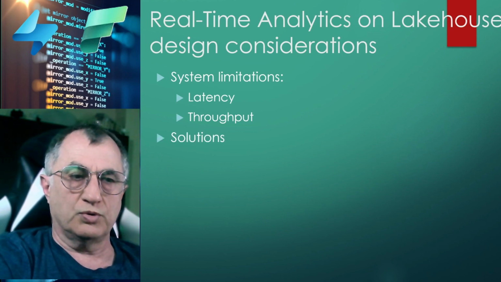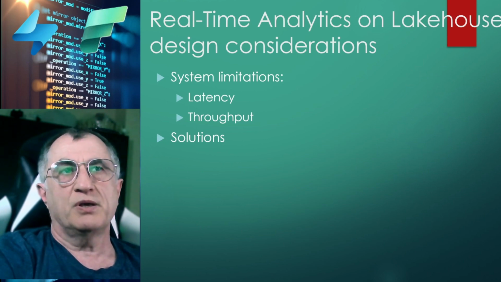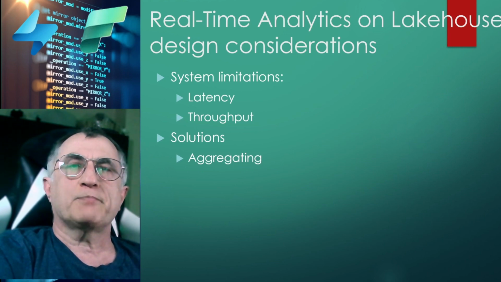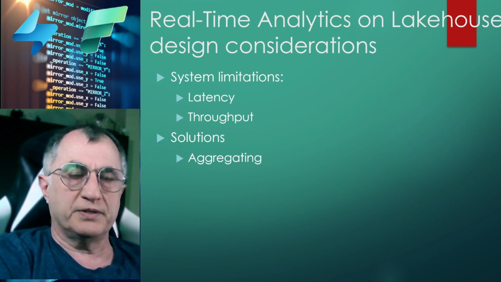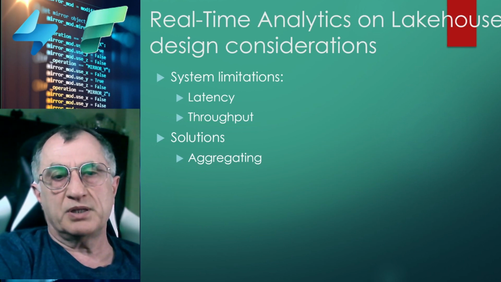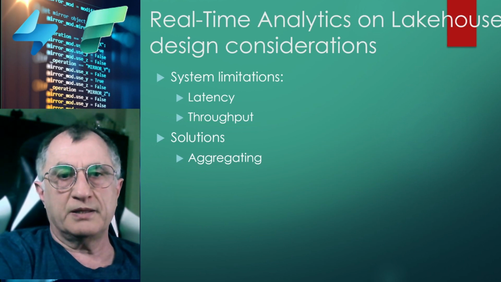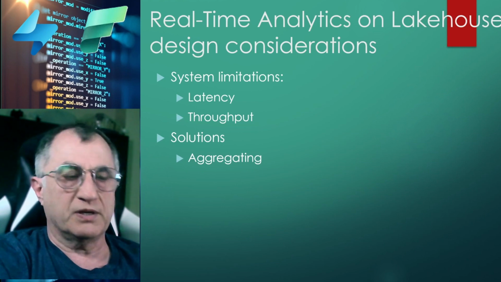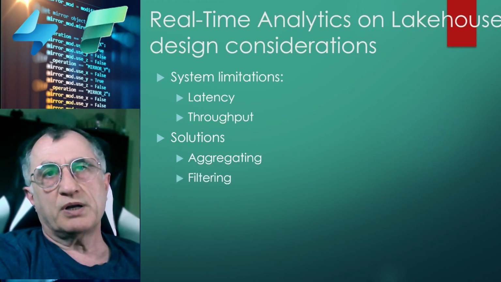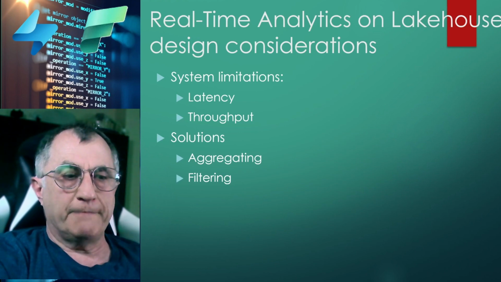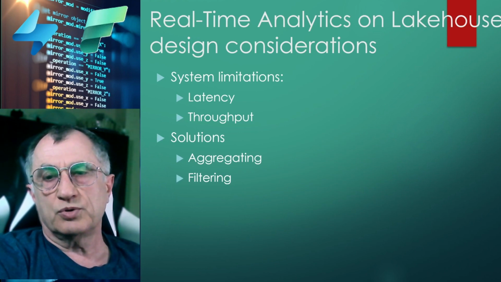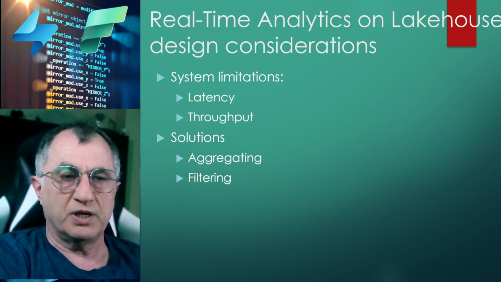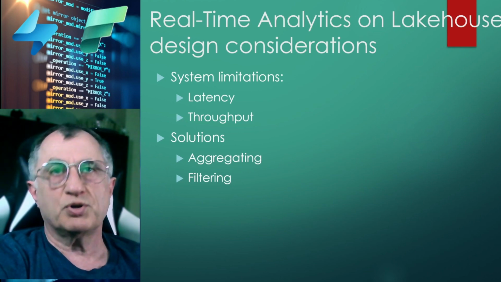So what can you do to overcome these limitations? One of the common approaches to reducing data for a real-time system is aggregating. Aggregating can be done on time-based windows, and by selecting the size of your window, you can reduce your data significantly. Another popular approach is to use filtering. Filtering allows you to exclude all the unnecessary events. Filtering also allows you to split your stream into multiple streams and process them separately.